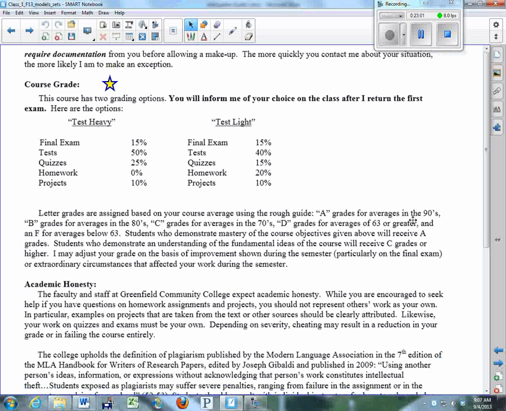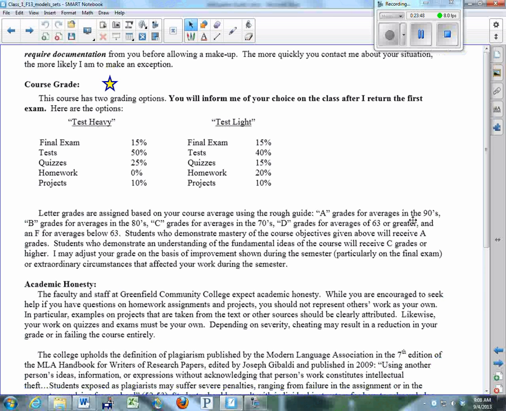You will inform me of your choice on the class after I return the first exam. So that will be class 11. You will tell me on class 11, okay? Which is when? When is class 11? Well, on the back of your syllabus, you have your schedule for the entire semester already done. So here you go. Right? Class 11 is when? 9/27 is the test. Oh, sorry, you tell me on class 12, which is September 30th. So you have until then to think about which of these you want.